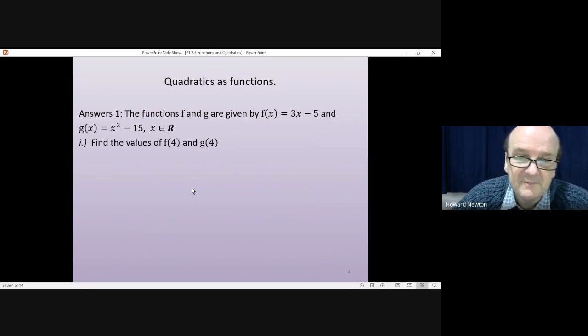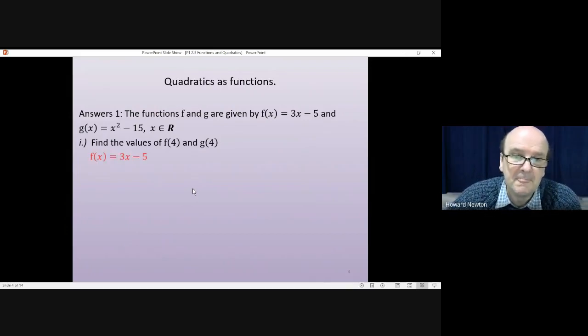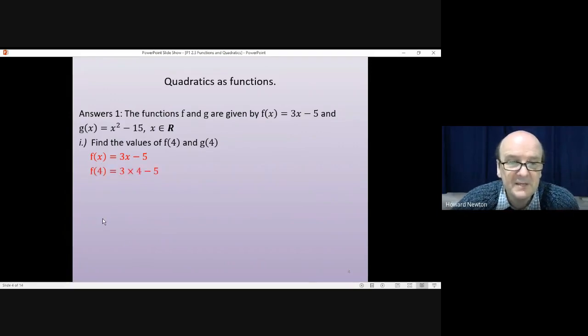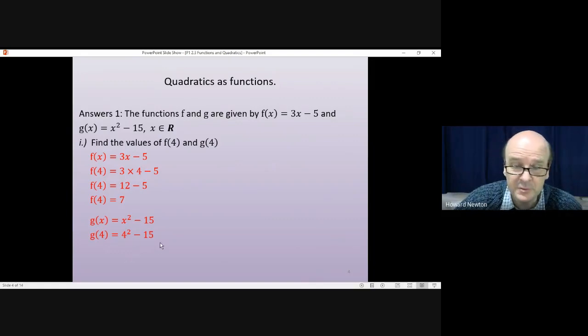So, question 1 says find the values of f of 4 and g of 4. f of x is 3x minus 5. To find f of 4, we just substitute in 4 for x. That gives us f of 4 is 3 times 4 take away 5, which is 12 take away 5, which gives us 7. To find g of 4, we look at g of x, which is x squared minus 15. g of 4 means we substitute in 4 for x, which gives us 4 squared, take away 15. 16 take away 15, which is 1.